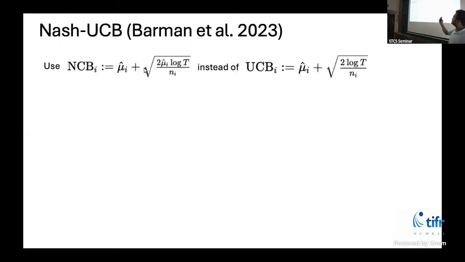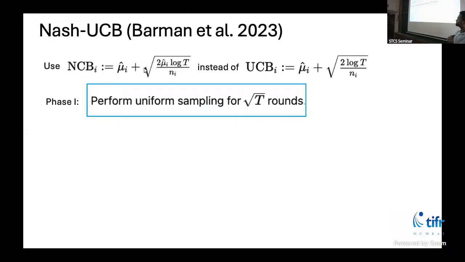Okay, so Barman et al. showed that the following algorithm works very well. They showed that instead of taking UCB, I take something called Nash UCB. Nash UCB differs from UCB in the following sense. We have the same sample mean, and in the confidence width, we multiply by the square root of the sample mean. So the confidence width becomes sample mean dependent. They are called Nash confidence bounds.